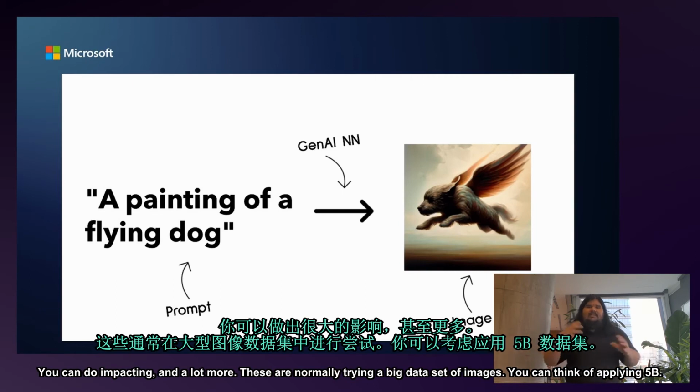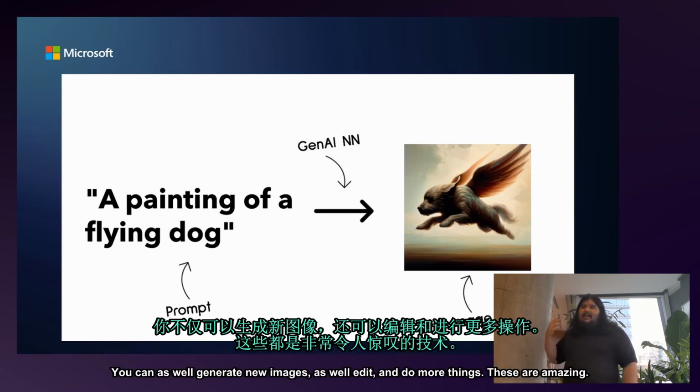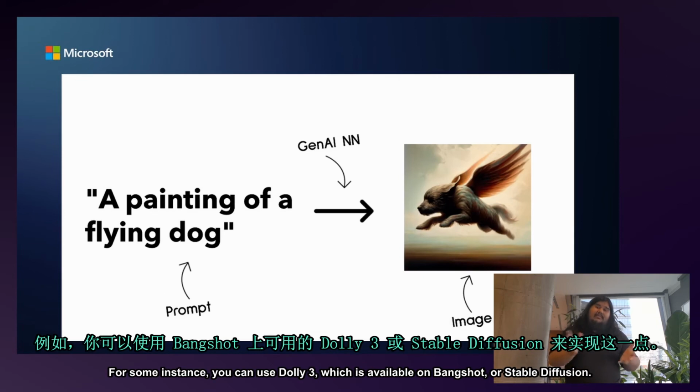These are normally trained on a big dataset of images. You can think about LAION-5B. You can also generate new images, as well as edit and do more things. These are amazing. For instance, you can use DALL-E 3, which is available on Bing Chat, or Stable Diffusion.